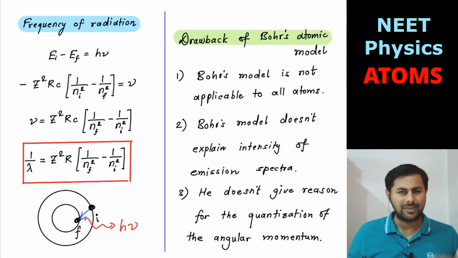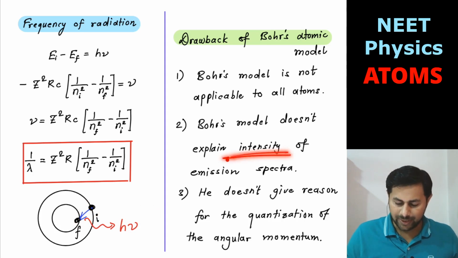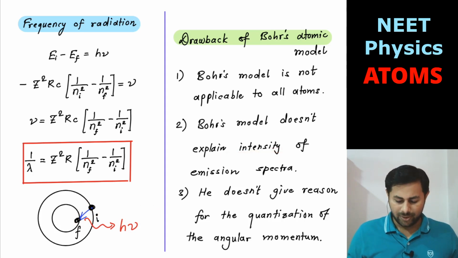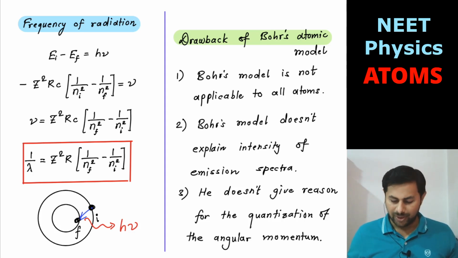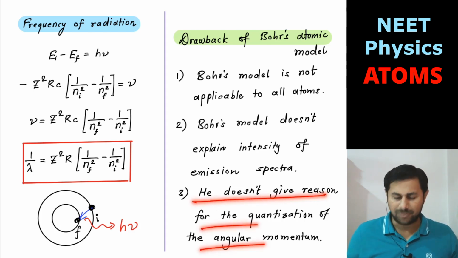Bohr's model doesn't explain the intensity of emission spectra. It explains the origin of spectra, that when an electron jumps from a higher to a lower orbit, it emits a photon. That is the spectra, but it does not explain the intensity. So the intensity of which frequency or which spectral line would be how much is not explained by Bohr's model, right?